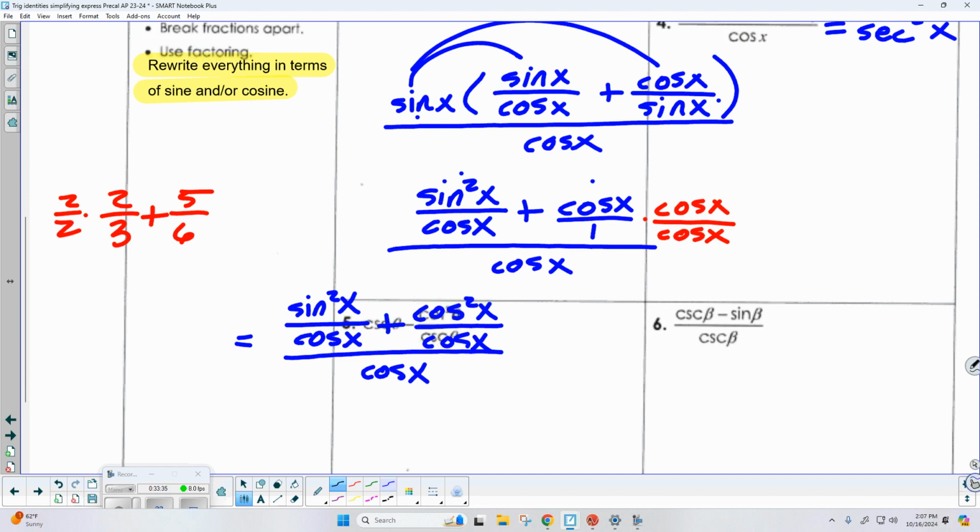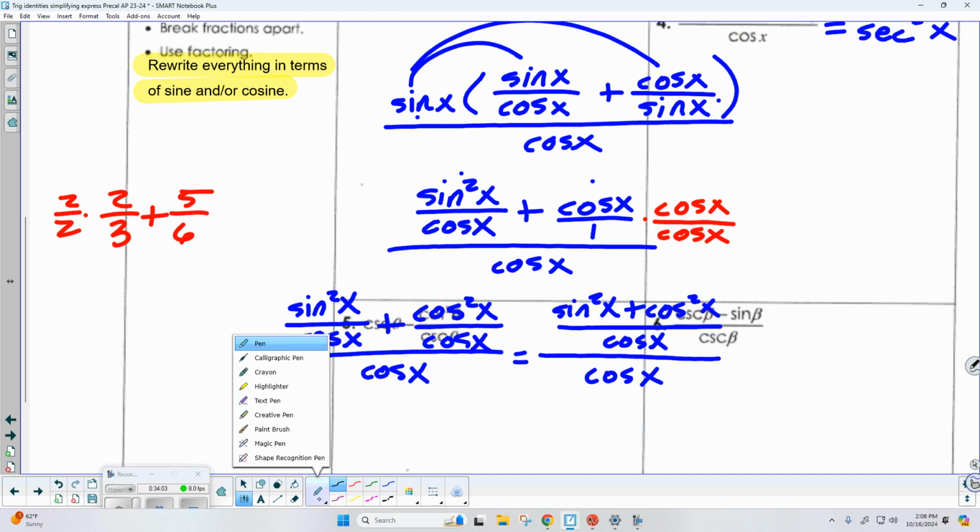So you can actually create a common denominator if you need to. Right, Nia? Okay. So let's go ahead and pull these together. So up top, I've got sine squared of x plus cosine squared of x over cosine of x. And remember, all that's still over cosine of x. Okay. Anybody notice it? Anything look familiar from your sheet?